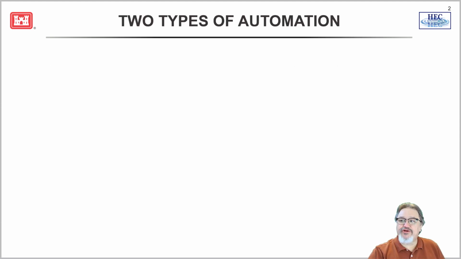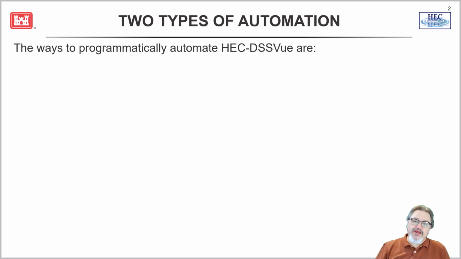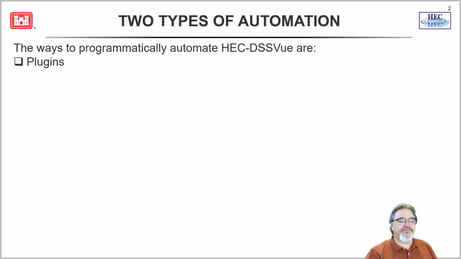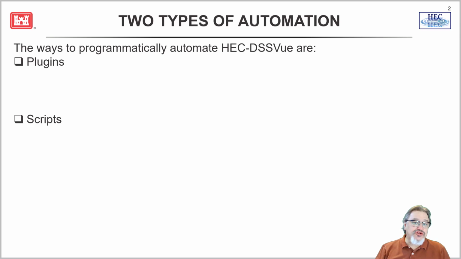So let's move on to the two types of automation. There are two ways to programmatically automate HEC-DSSVue. They are plugins versus scripts. So we can do both, and perhaps you've used plugins in HEC-DSSVue, perhaps you've used scripts in HEC-DSSVue. Those are both ways to automate the behavior of this program. Let's talk about plugins first.